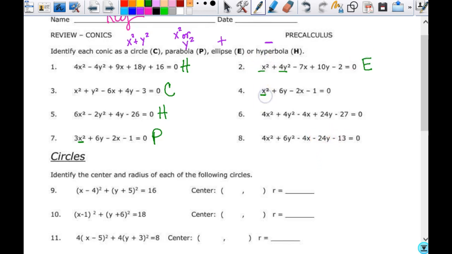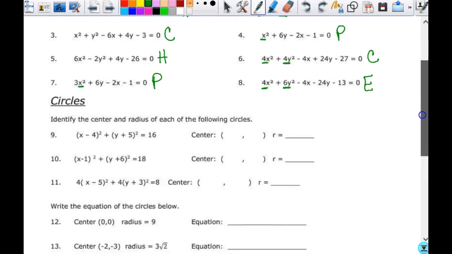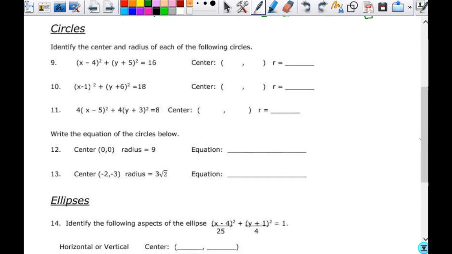I have x squared, no y squared, so it's a parabola. I have x squared and y squared, the coefficients are the same, and it's addition, which means it would be a circle. X squared and y squared, it's addition, so it's not a hyperbola, it can't be a parabola because they're both squared, and it can't be a circle because they don't have the same coefficient, which means that this is going to give me an ellipse. I didn't really have to do any work there, just had to have an understanding of what was happening. All right, so circles.